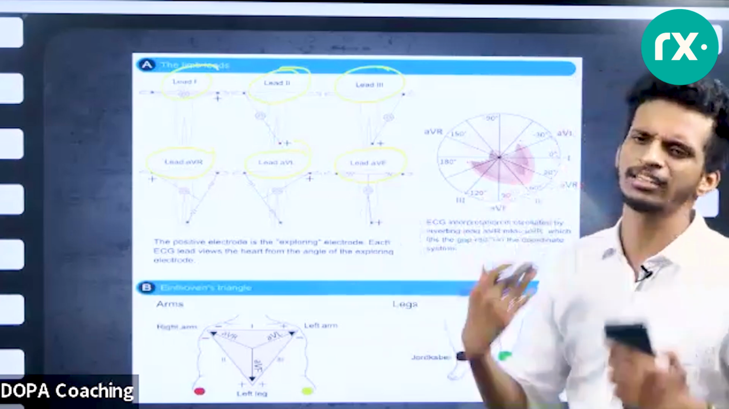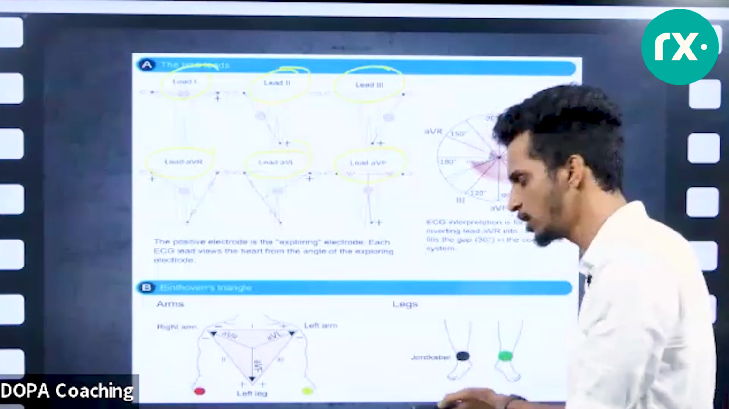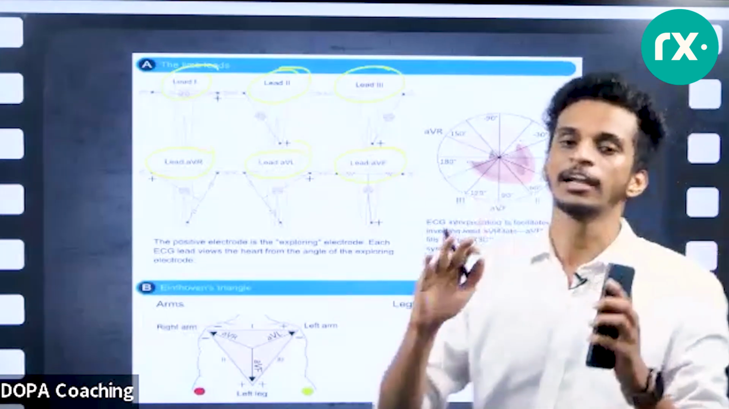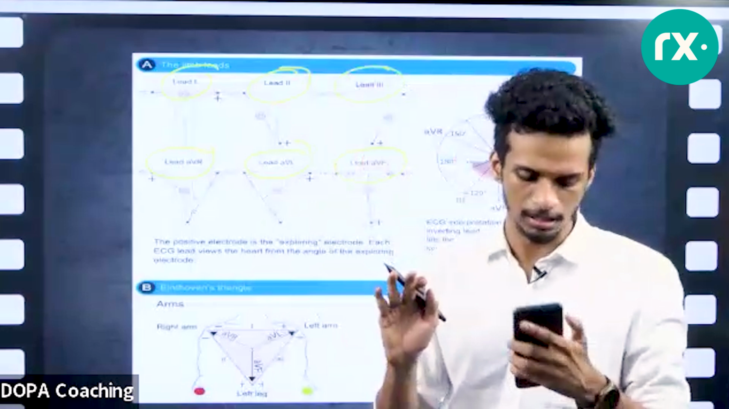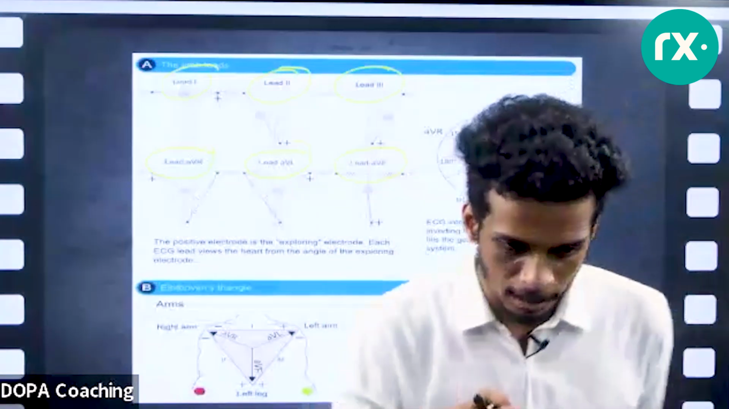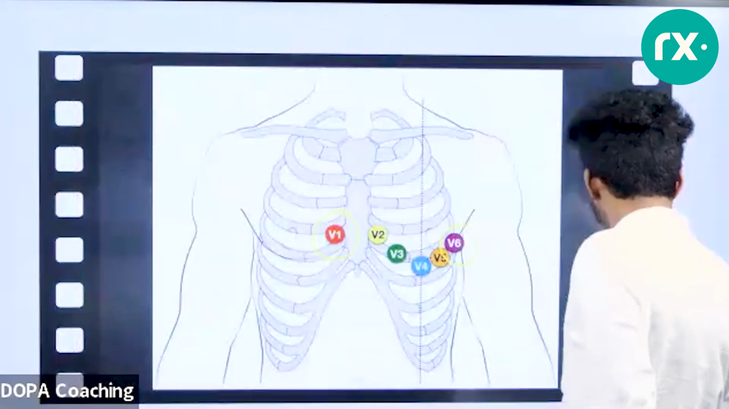How these are connected is all about dealing with the fancy part of ECG. We don't need that for reading an ECG. Actually, we need that, but at our level, we just need to know the most important things of ECG. So we know that there are chest leads and there are limb leads. That's about the leads of ECG.